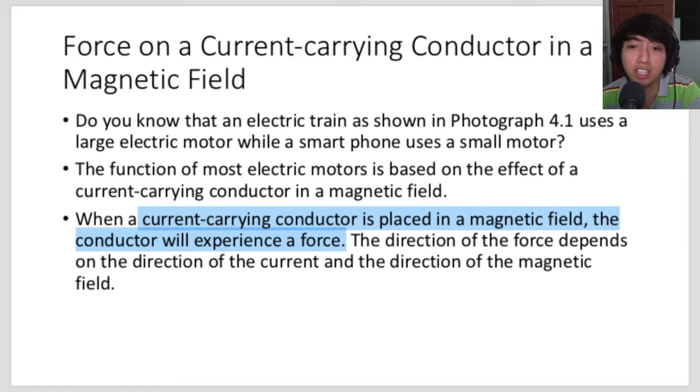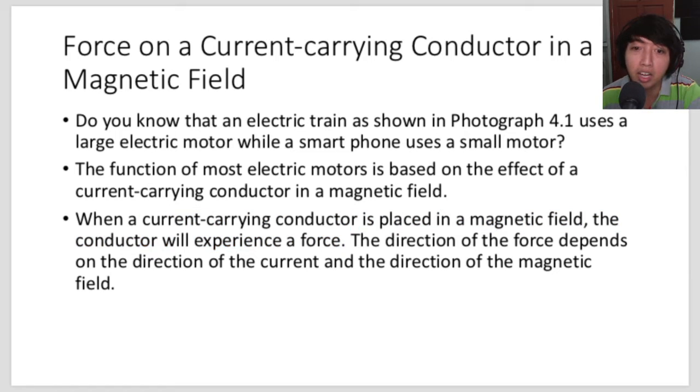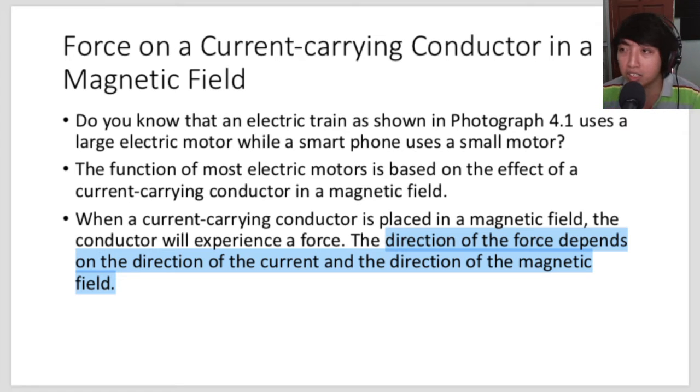When a current carrying conductor is placed in a magnetic field, the conductor will experience a force. The direction of the force depends on the direction of the current and the direction of the magnetic field. So these 2 things we have to think about: what is the direction of the current? Which way is it flowing? Where is the positive side and where is the negative side? And where is the direction of the magnetic field, meaning where is north and where is south? Depending on the interaction between these two things, you can change the direction of the force or control where that force is going.